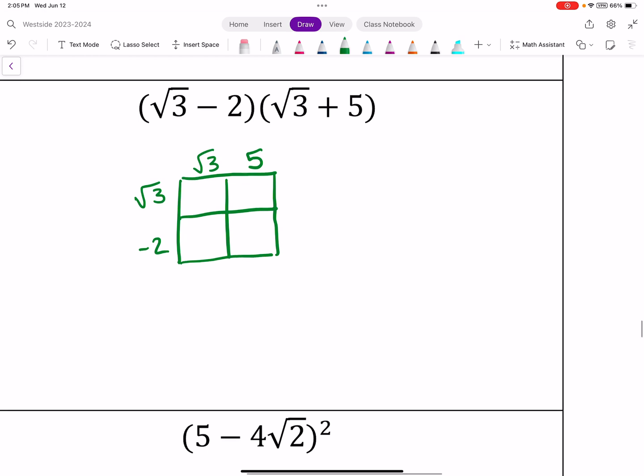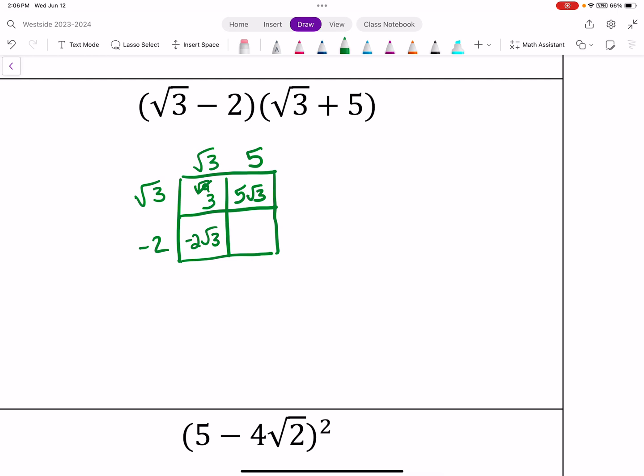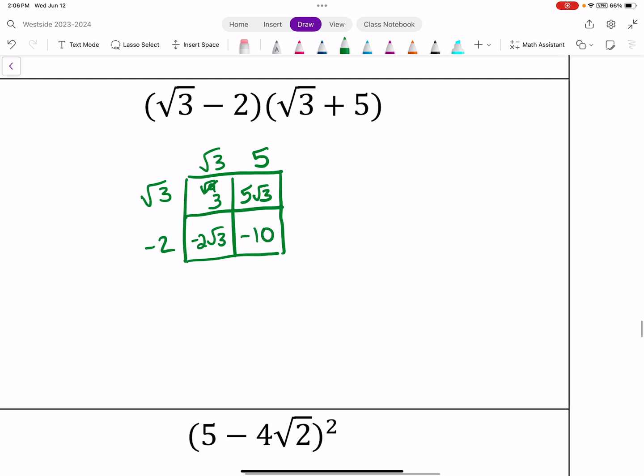So radical 3 and radical 3 make radical 9, which I know is just going to be a positive 3. Radical 3 times 5 is 5 radical 3. Radical 3 times negative 2 is negative 2 radical 3. And negative 2 times 5 is negative 10. So I would have 3 plus 5 radical 3 minus 2 radical 3 minus 10.